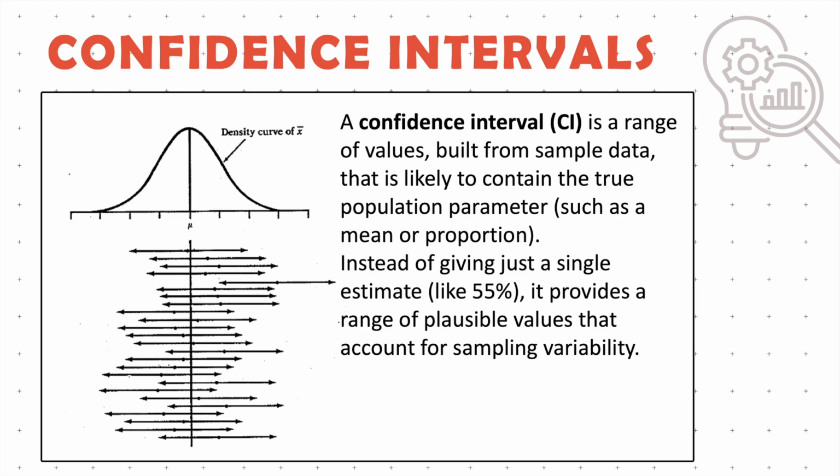A confidence interval allows us to get that wiggle room that we expect, because we know that samples will vary, and that variation is important. We expect that, but we can also predict what that variation will look like. So a confidence interval is a range of values built from sample data that's likely to contain the true population parameter. We don't know what the true parameter is, that's why we're trying to estimate it, but we estimate it with a range of values. So instead of giving just a single estimate, like 55%, it provides a range of plausible values that account for this sampling variability.